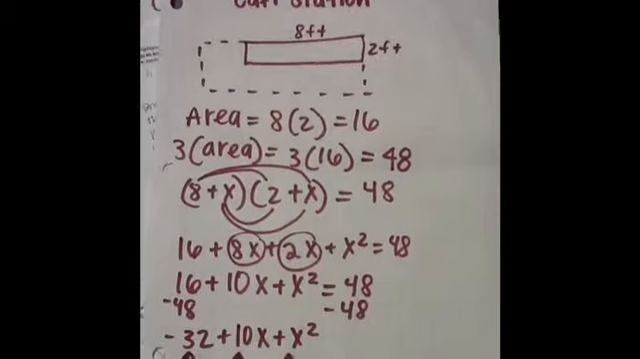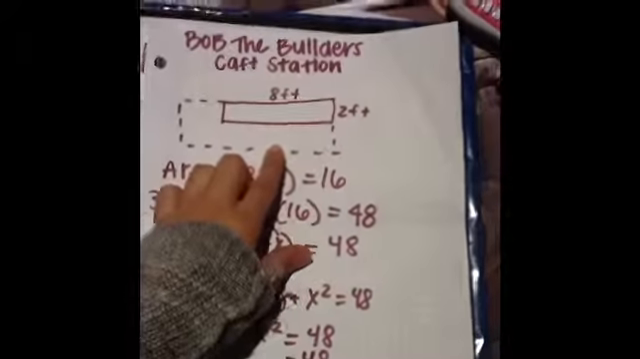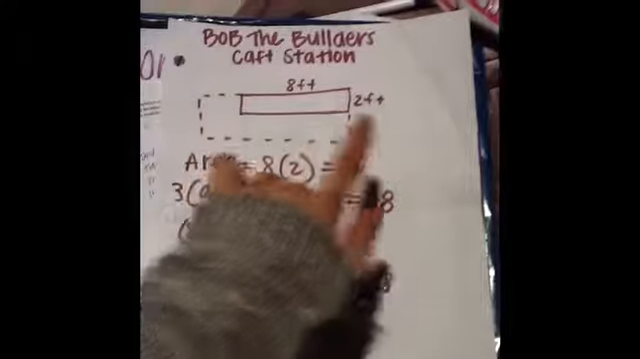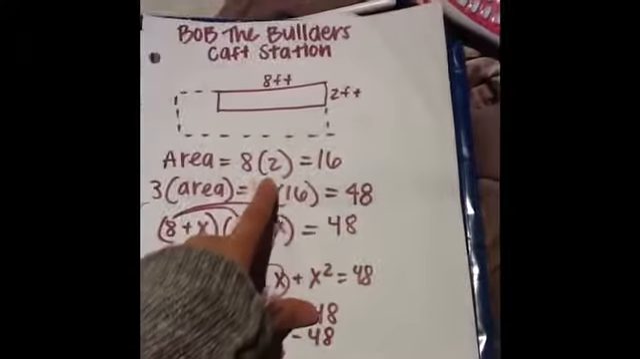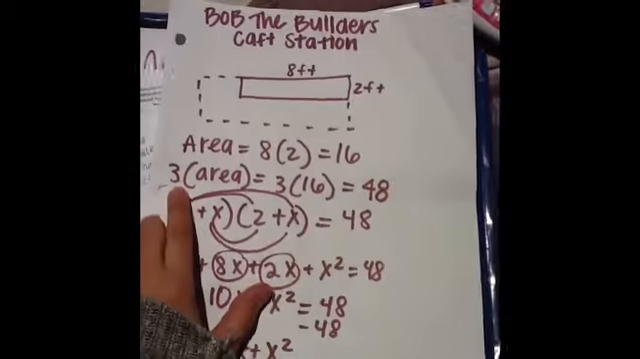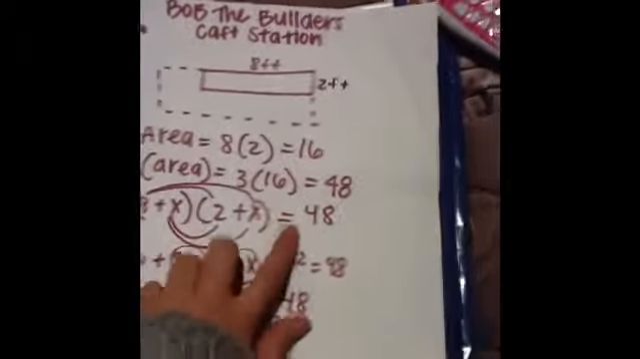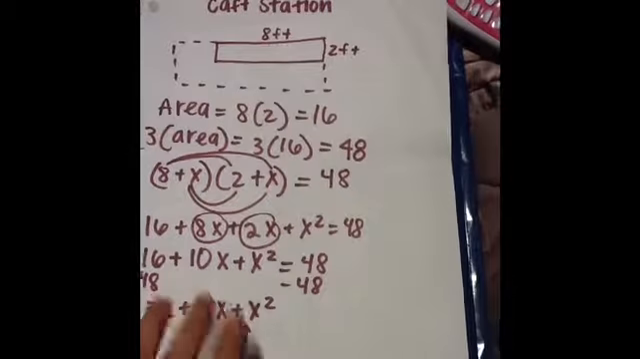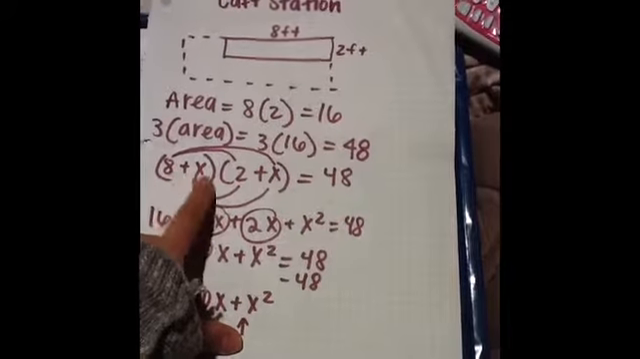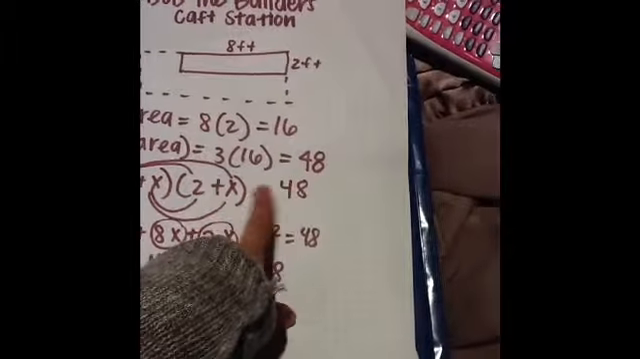Okay, so today Bob the Builder came to us asking us to triple the area of his craft station. So to do that, we got his area, which was 8 feet by 2 feet. So multiplying that, you get the area of 16 feet, right? So then, to triple it, you multiply the area by 3, which is 16 times 3, getting 48. So then you get this equation from adding 8 plus x and 2 plus x, because you don't know what the variable is, but you do know that it equals 48.